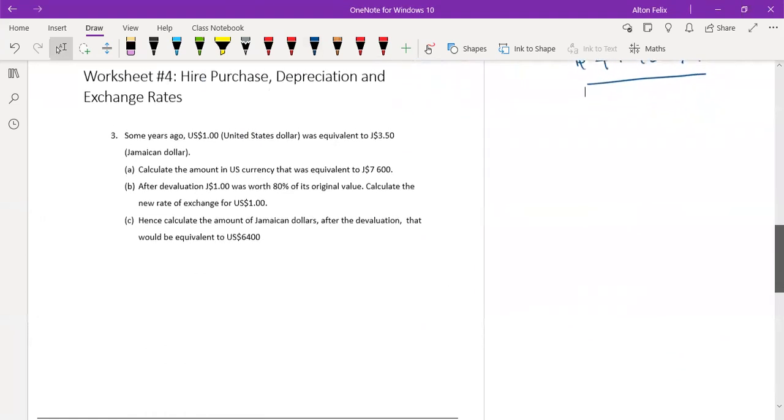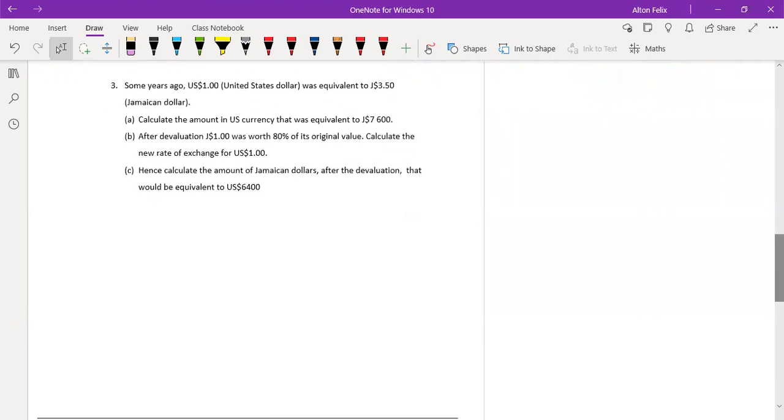Okay, so number 3 question deals with exchange rates. We just need to read these exchange rate questions very carefully, and take our time solving the problem. So let's go. Some years ago, US $1 was equivalent to Jamaican $3.50. So it's always nice to put down the information as soon as we get it. So US $1 is equivalent to Jamaican $3.50.